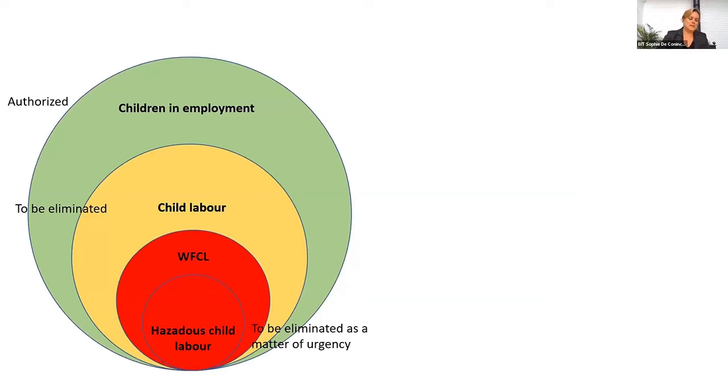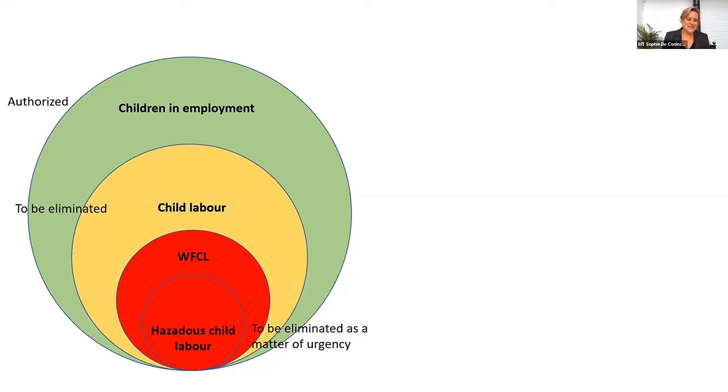And this, just to wrap up, is another way to put all these different concepts in relation. You have the larger bubble, that is the population of children in employment, and child labor is a subgroup. So this is to say that, again, not all children in employment are in child labor, obviously. Within the group of children in child labor, there's a subgroup of them that are in the worst forms of child labor to be eliminated as a matter of urgency. And again, hazardous child labor, that is a subgroup.